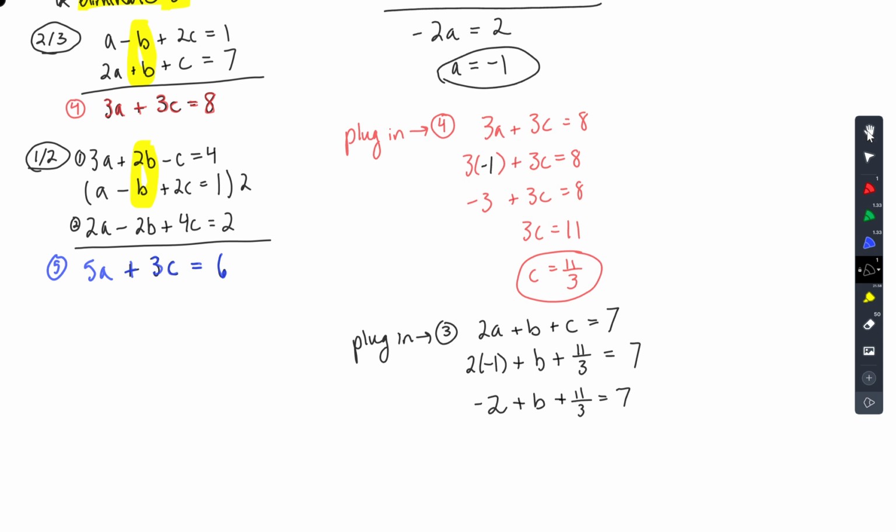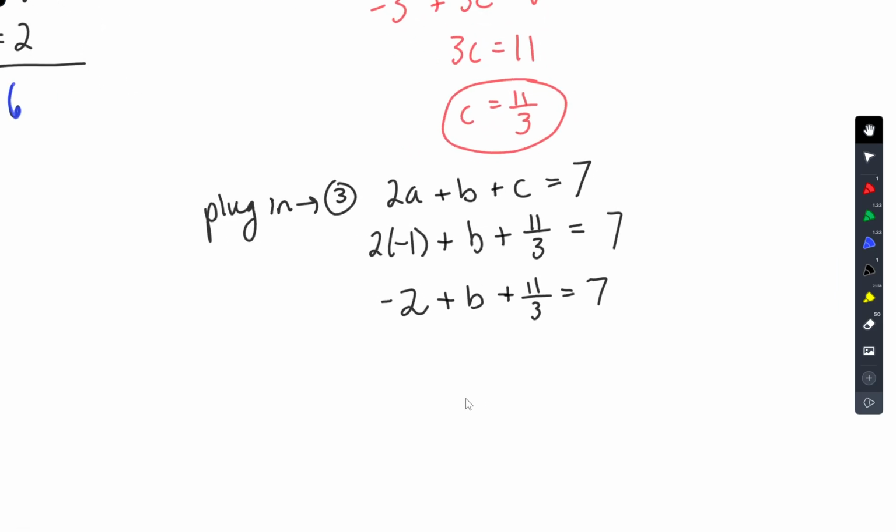Now you could use your strategies from the beginning of the year to clear the fraction. You don't have to. If you multiply everything by 3, then you would get -6 plus 3b plus 11 equals 21. Then it's nicer. That's why I like doing this. I like these tricks because the fraction work is awful.